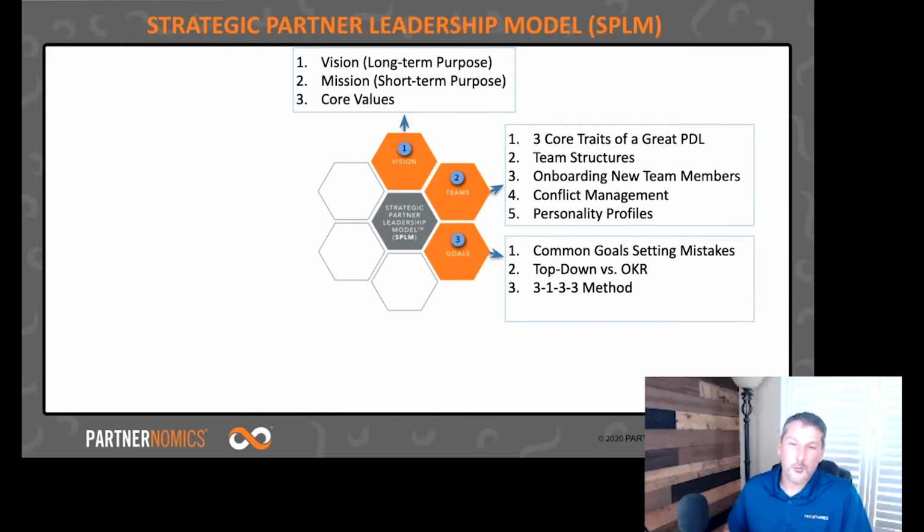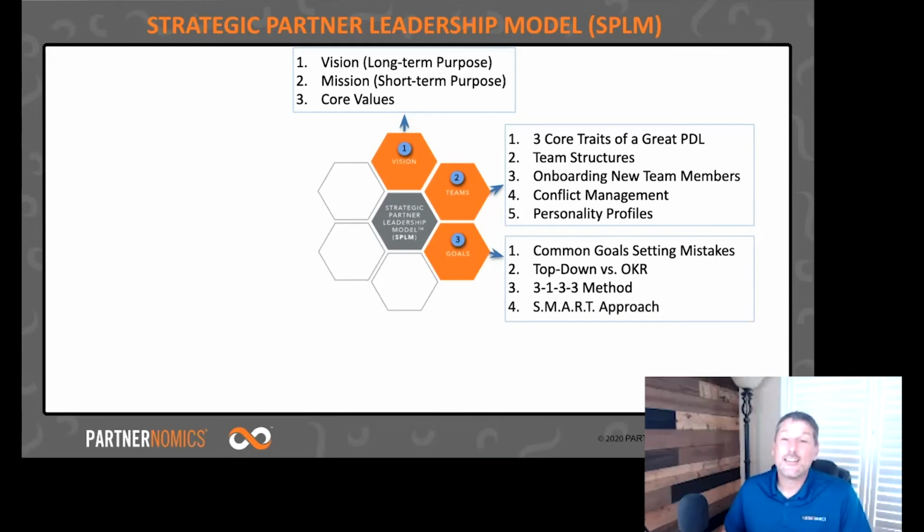But goals really need to be about focus. And the 3-1-3-3 method steps you through these 4 elements to make sure that you are setting goals that have the highest probability of success, but most importantly, they keep your team focused. They make it really simple, but keep it really, really focused for your team.